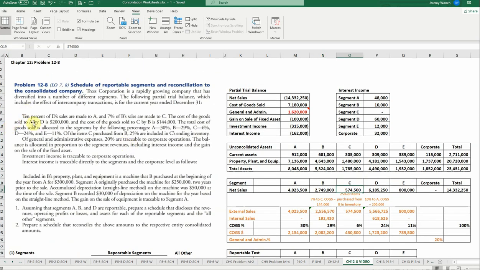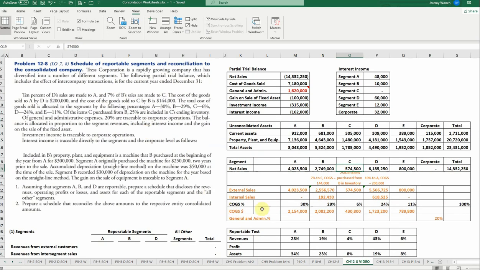So then we have some additional information. It says that 10% of D sales are made to A, 7% of B sales are made to C. The cost of goods sold to A by D is 200,000, and the cost of goods sold to C by B is 144,000. Then it gives us our total cost of goods sold as a percentage by segment, and so I actually moved that down here so we can use these percentages.